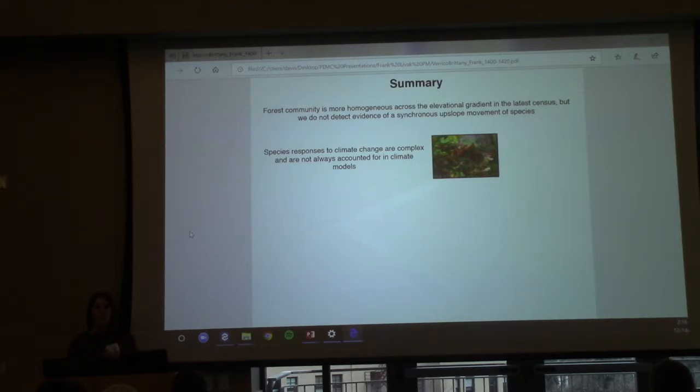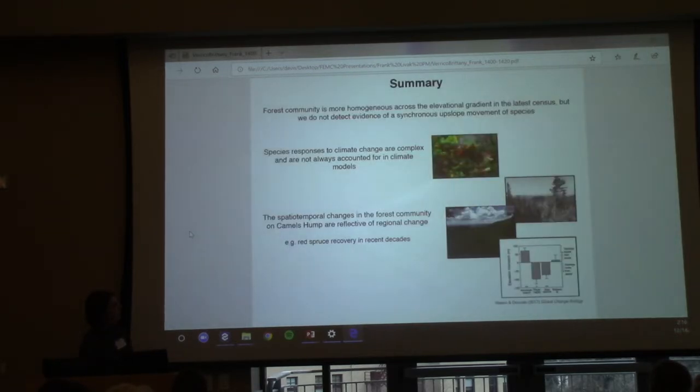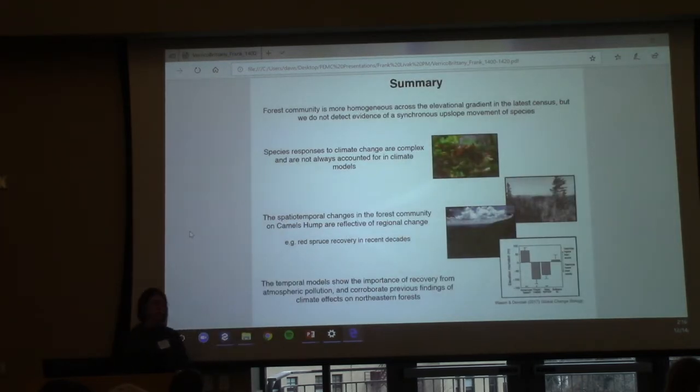So for example, it could be this interaction between the declining abundance of sugar maple in the lower elevations, allowing red spruce to recolonize that area and increase in abundance. The changes that we see in the forest community on Camel's Hump are relatively reflective of regional change. Again, for example, this recovery of red spruce in recent decades. And then lastly, the temporal models show the importance of the recovery from atmospheric pollution and how there are long-lasting effects of this deposition in the area. And the work also corroborates previous findings of climate effects, particularly temperature, on northeastern forests.